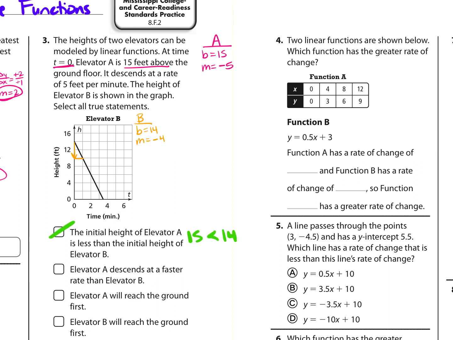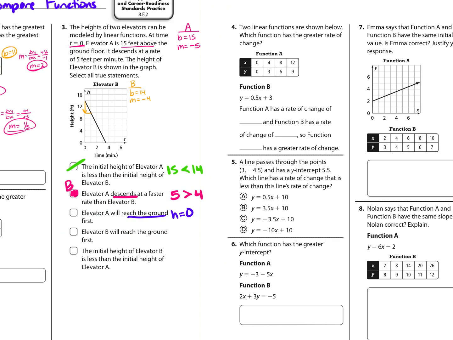That's false. The next one says elevator A descends at a faster rate than elevator B. So we already know they're both descending, but is 5 greater than 4? That is true. It is descending faster. The next one says elevator A will reach the ground first. Okay, I have to think about that a minute. Reaching the ground means when you get to a height of, this is where the height is 0. So this is going to require looking at an equation for each of these.